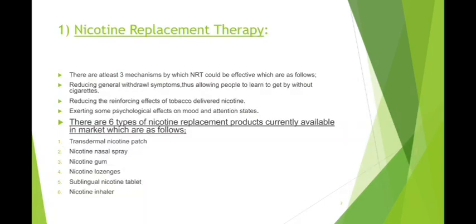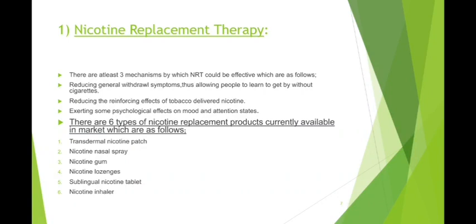If we talk about the details of nicotine replacement therapy, there are at least three mechanisms by which NRT could be effective. First, reducing general withdrawal symptoms, thus allowing people to learn to get by without cigarettes. The second is reducing the reinforcing effects of tobacco-delivered nicotine, and the third is exerting some physiological effects on mood and attention states.